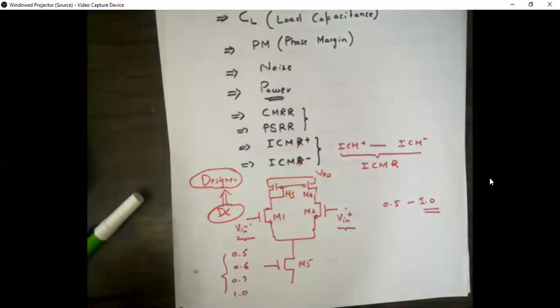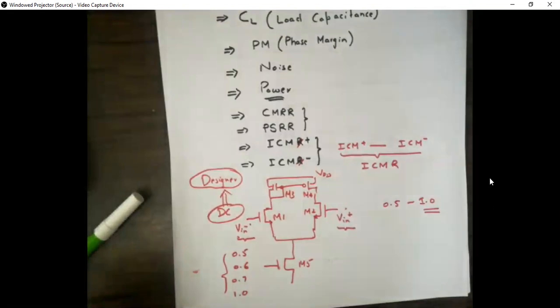Sir, just one thing regarding ICMR. You basically said that it is the range of values for which the system is in saturation. All the transistors should remain in saturation. Yes. Okay. Thank you.